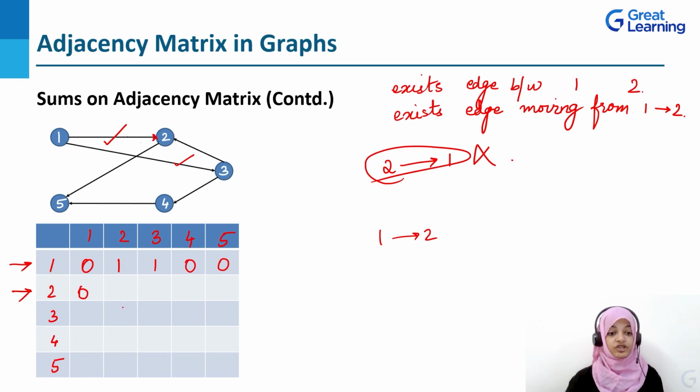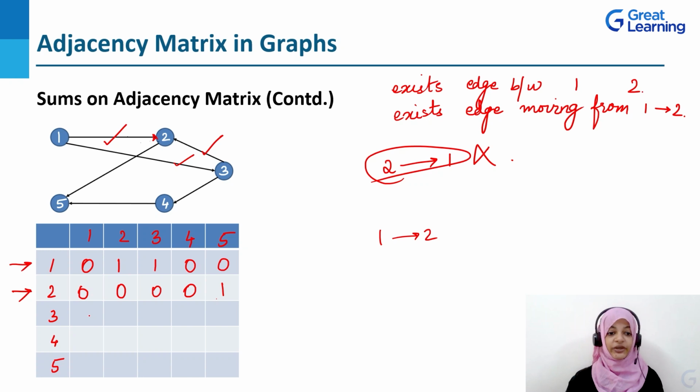Similarly, there are no edges moving from vertex 2 to itself. There are no edges moving from vertex 2 to vertex 3. There are no edges moving from vertex 2 to vertex 4 either. So here too, we'll get a 0. Lastly, there is one edge that moves from vertex 2 to vertex 5. Thus, we get a 1 here.